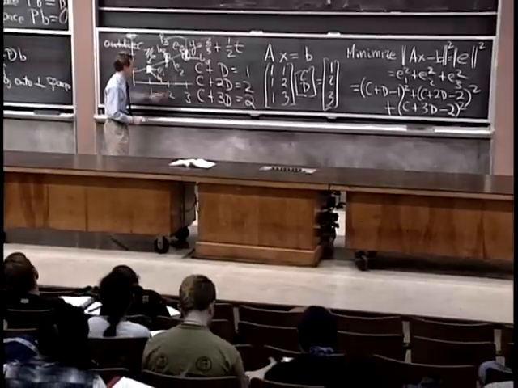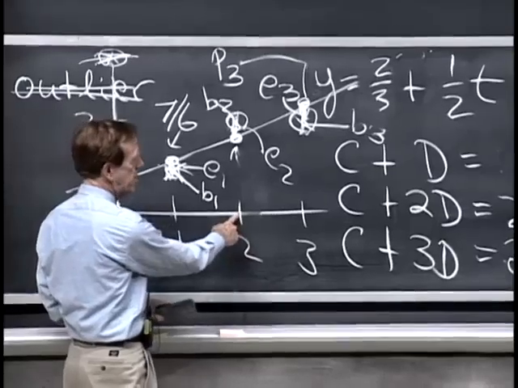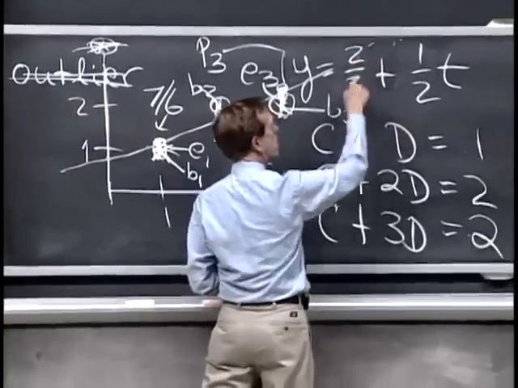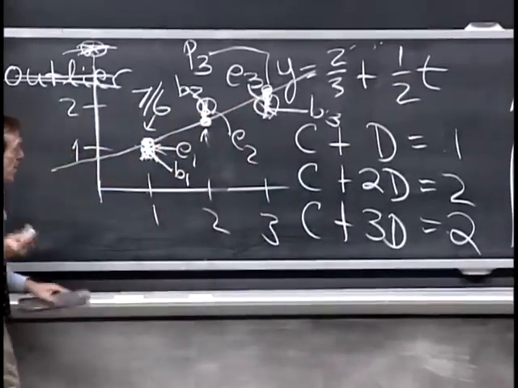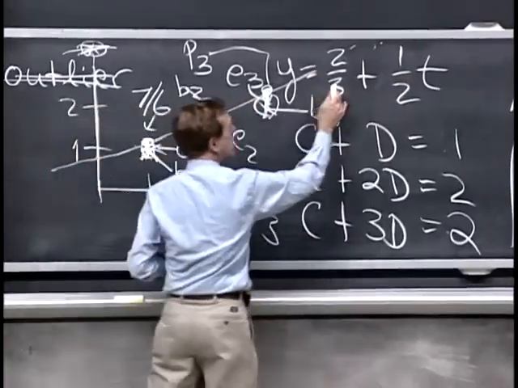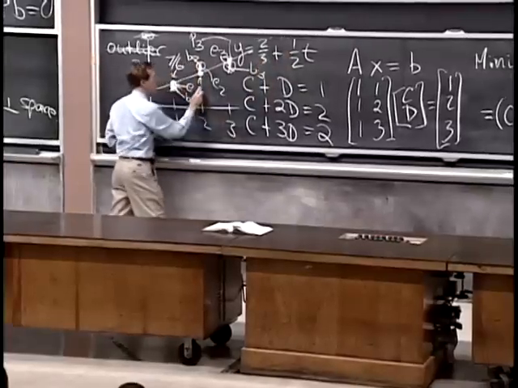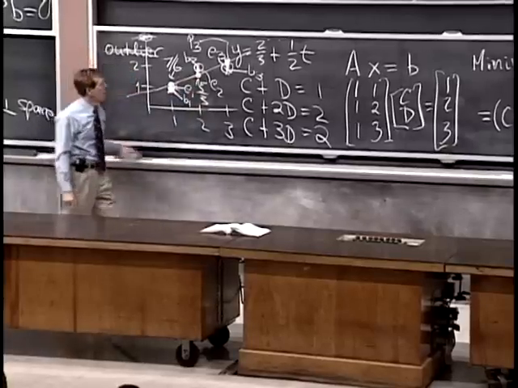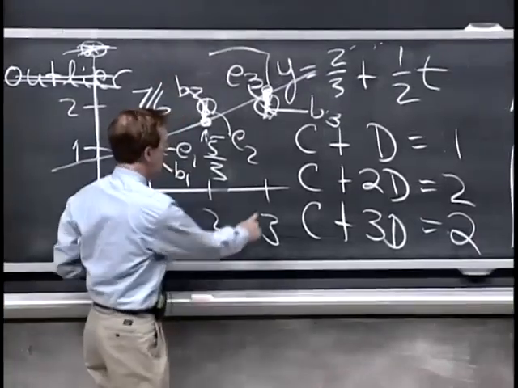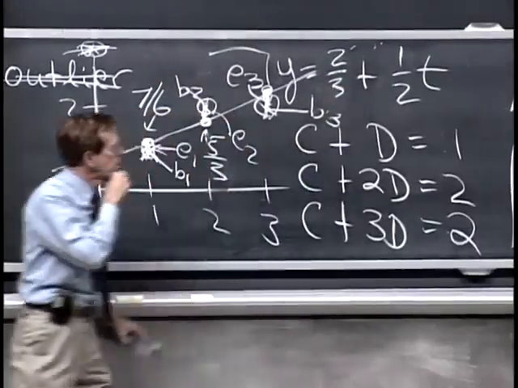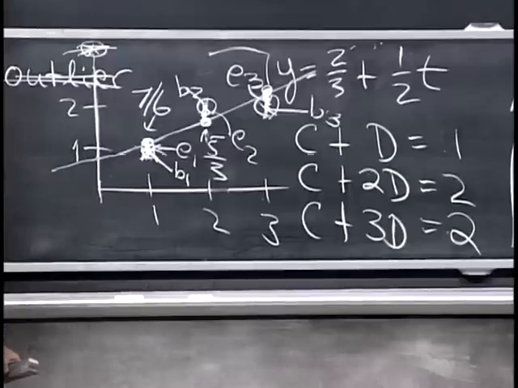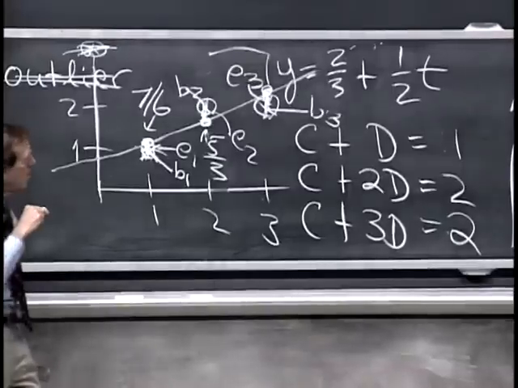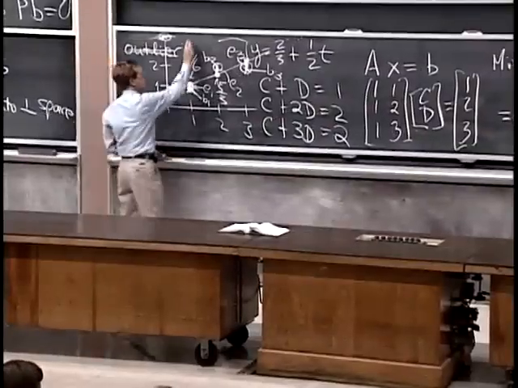What's P2? Okay, at the point t equal to 2, where's my line here? At t equal to 2, it's 2/3 plus 1, right? That's 5/3. 2/3, and t is 2, so that's 2/3 and 1 make 5/3. And that's, sure enough, smaller than the exact 2. And then the final P3, when t is 3, what's 2/3 plus 3/2? It's the same as 3/2 plus 2/3. It's so maybe 4/6 and 9/6, maybe 13/6.